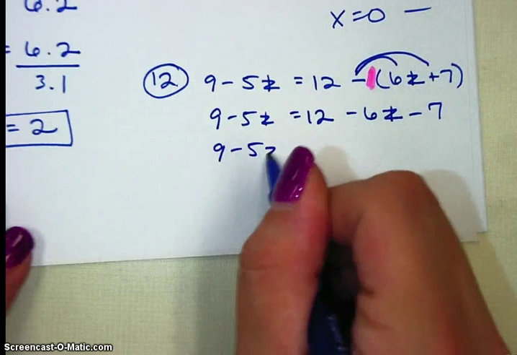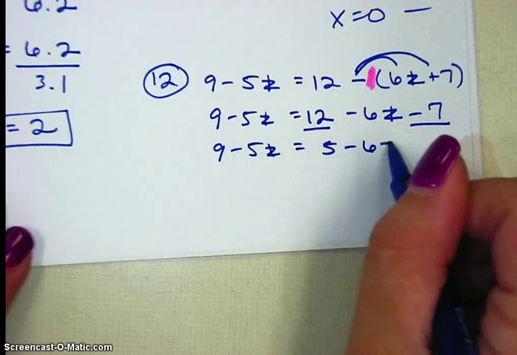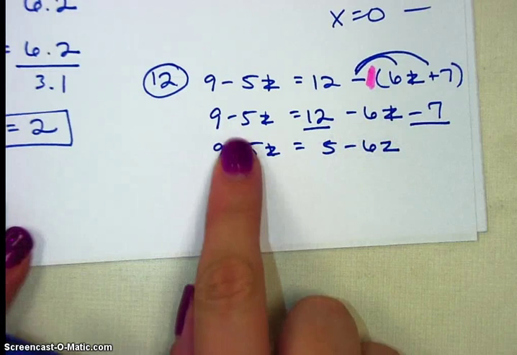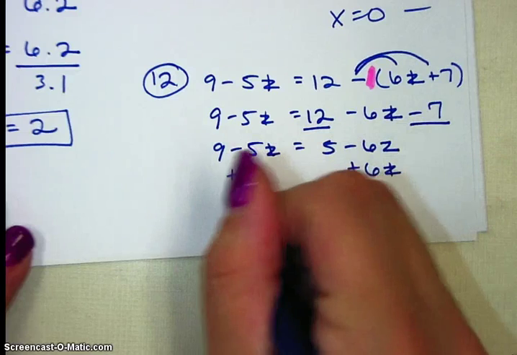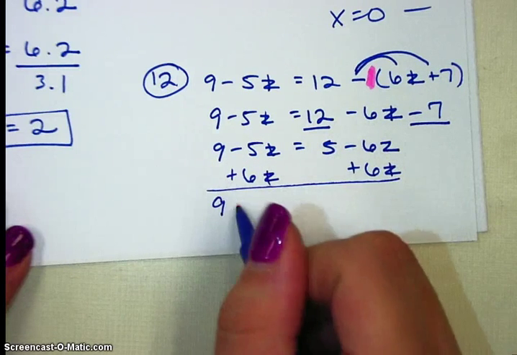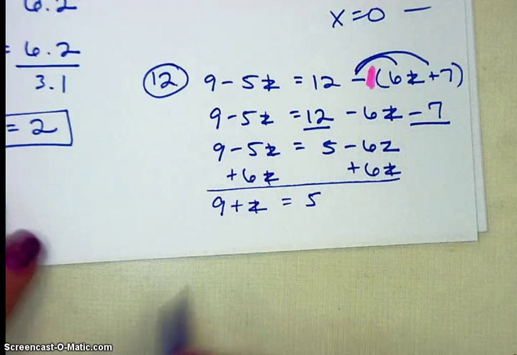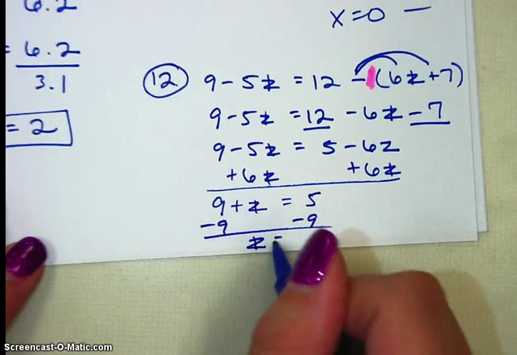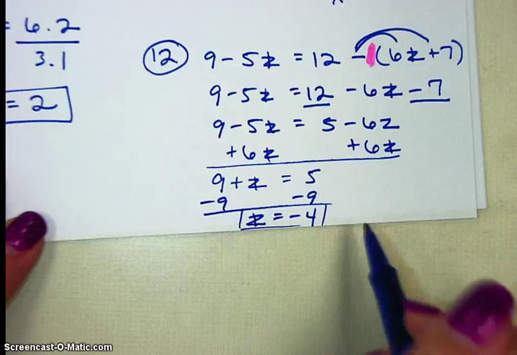Now I need to combine like terms. So 12 minus 7 is 5. Now I have a decision. I can either add 6z or I can add 5z. I generally take the smaller number to the bigger. So 9 plus z equals 5. It would have worked just as well if you'd added the 5. Subtract 9. So z equals negative 4. There's my solution, and I'm done.